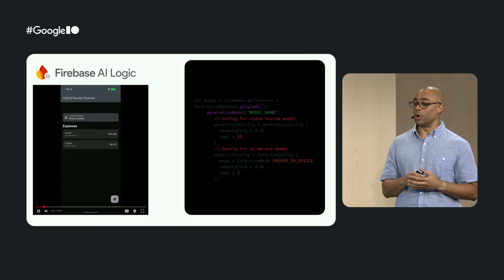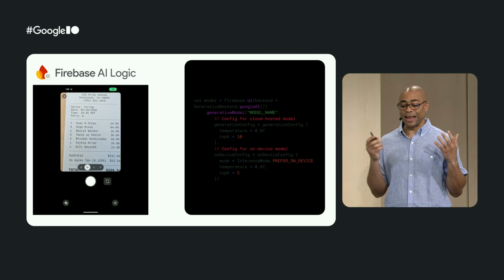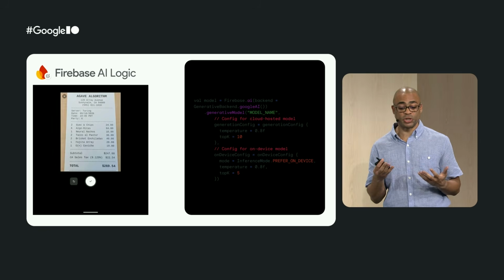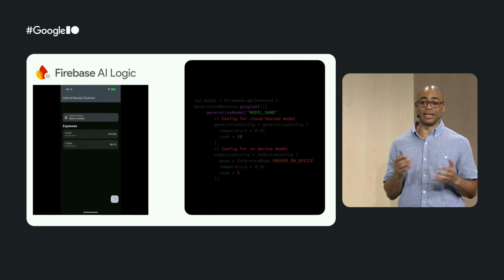As you can see in the demo, the business name and the final total of the receipt are both extracted from the image without sending any of that data to the cloud.